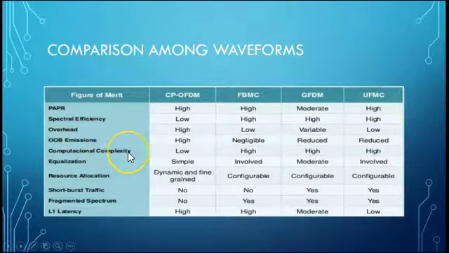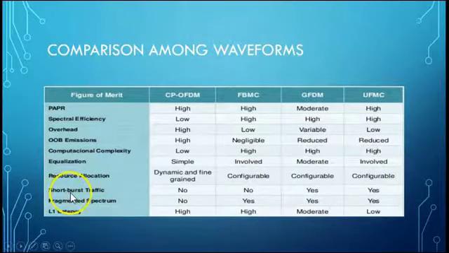The computational complexity is another important factor, and which is very low in case of the OFDM, and in all other cases it is high. Equalization also revolves around the complexity, which is simple in case of the cyclic prefix OFDM, but it is very involved in case of filter bank multi-carrier waveforms. And resource allocation is dynamic and fine-grained in cyclic prefix OFDM, and it can be configured in all other cases.